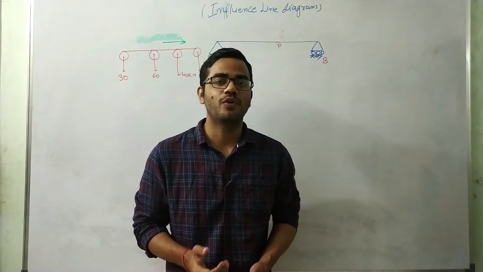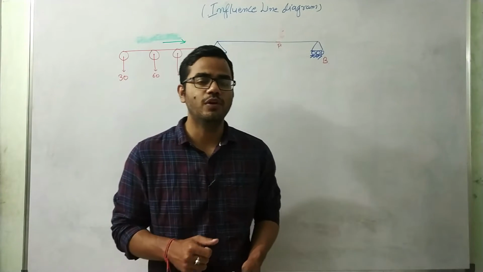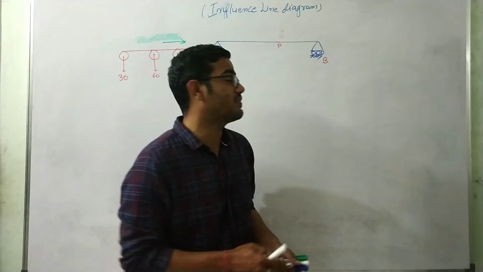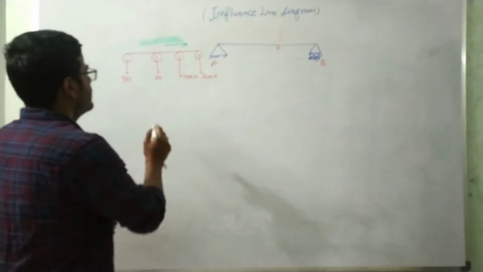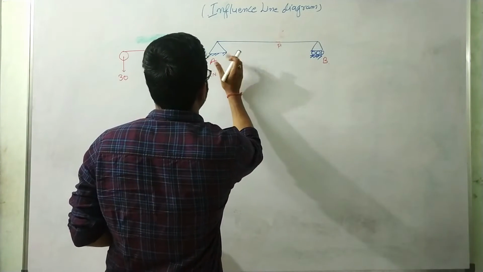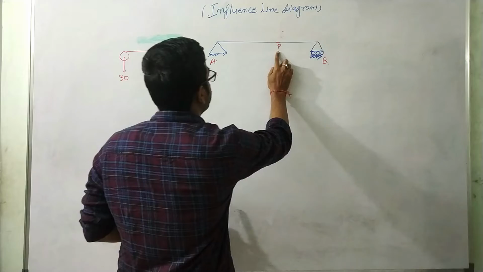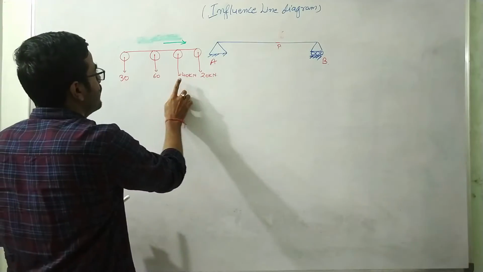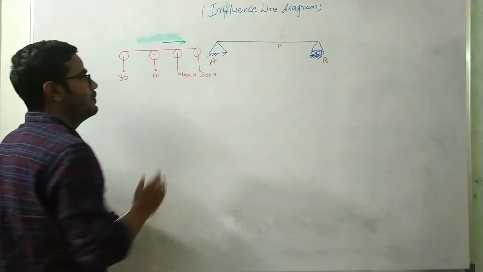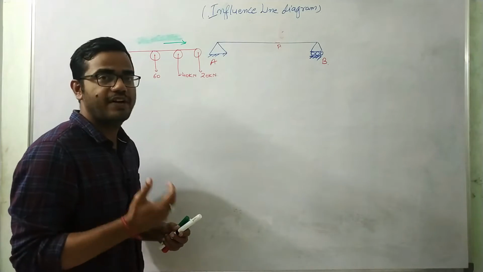In today's lecture, we are going to discuss one problem on influence line diagram where a set of rolling loads is traversing a simply supported beam. As you can see over here, this set of rolling loads is traversing this beam, which is simply supported at supports A and B. We need to find the maximum moment that will be generated at point P when this moving load traverses this simply supported beam.